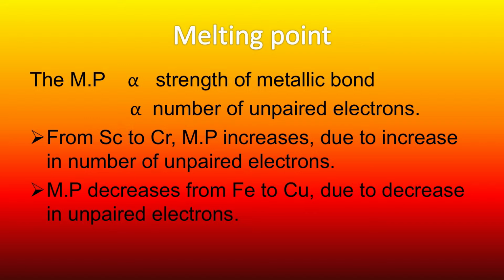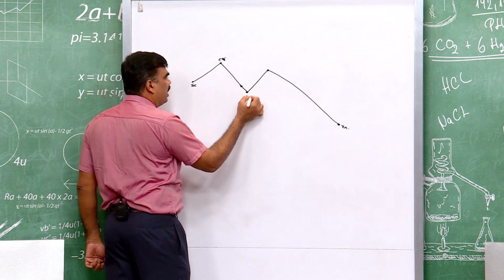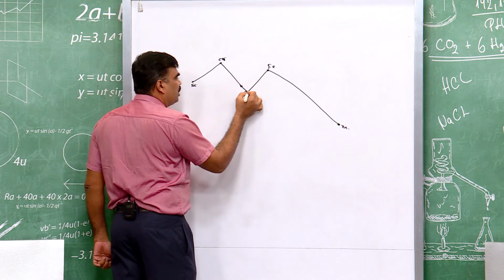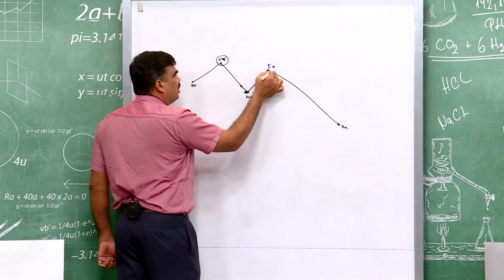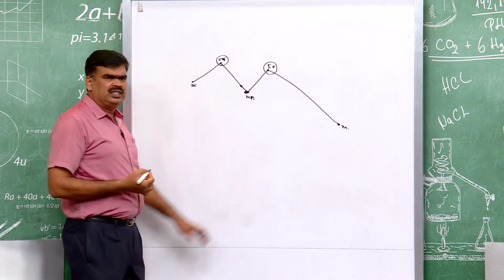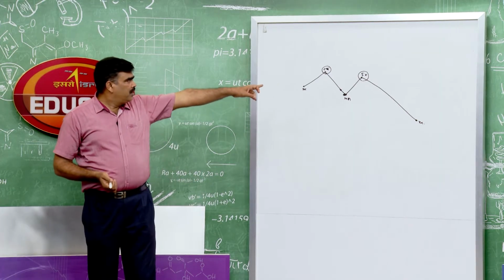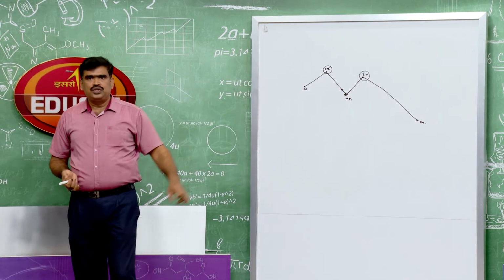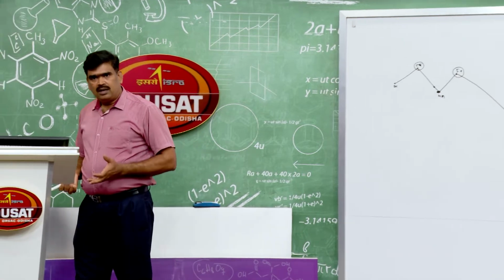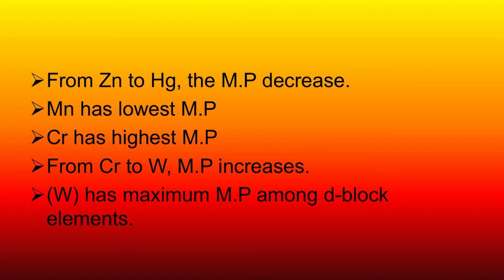This is manganese, this is chromium, chromium has the highest, this is manganese, this is iron. So manganese has a lower melting point than its neighbors. It is an exceptional case. But again it increases up to iron, then decreases to zinc, because after iron pairing of electrons takes place, the number of unpaired electrons decreases, and with a decrease in the number of unpaired electrons, metallic bond strength decreases. That is why the melting point decreases. Melting point or boiling point decreases up to zinc, and zinc has the lowest.